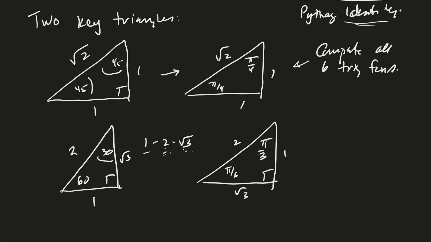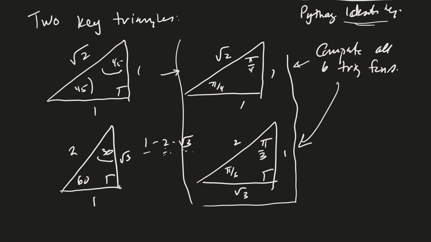Okay. So again, we can compute all six trig functions. These two triangles you really want to remember, because from those two we're going to be able to get lots of different angles on the unit circle, which is what we'll explore in the next video.